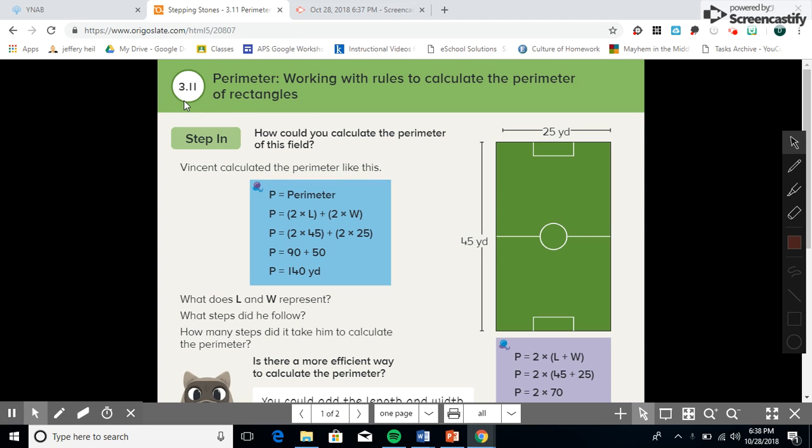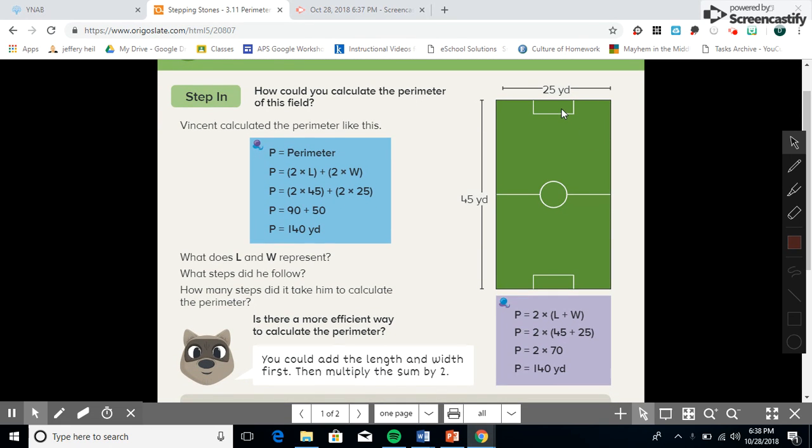This is Stepping Stones lesson 3.11. We are still working with perimeter, and we're working with that rule that we worked on in 3.10 to calculate the perimeter of rectangles. It says the length is 45 yards and the width is 25 yards.